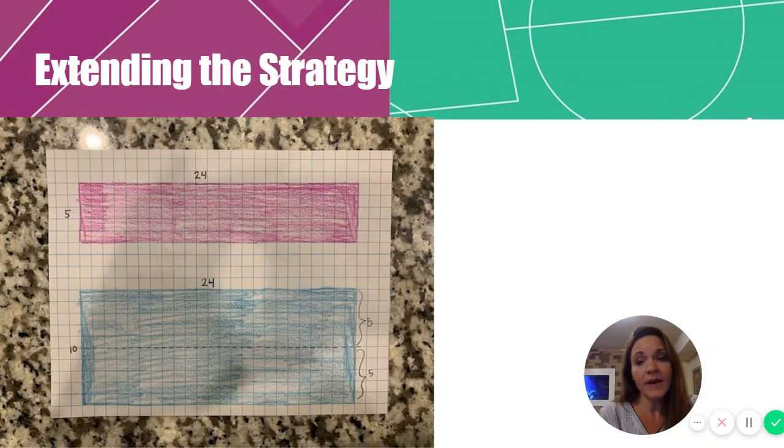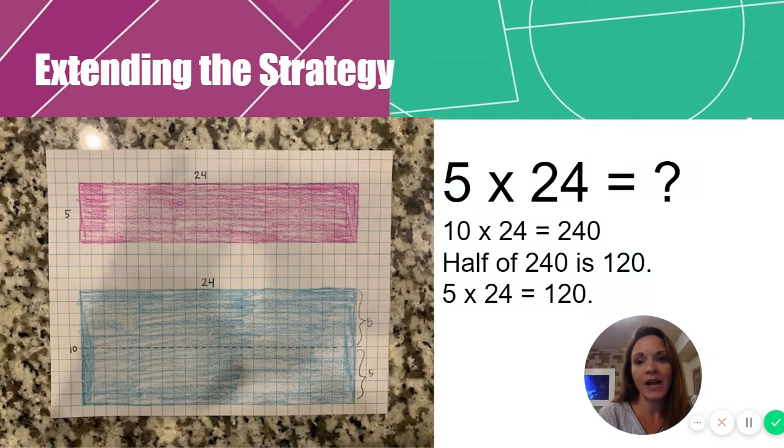We can think about extending this strategy to larger numbers too. What if I wanted to know what 5 times 24 was? I can think about 10 times 24. I know that 10 times 24 is 240, and half of 240 is 120. Therefore, 5 times 24 also equals 120.